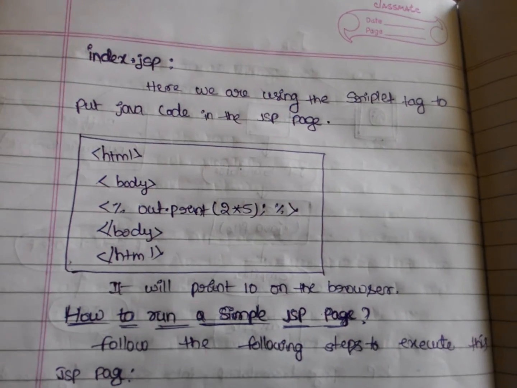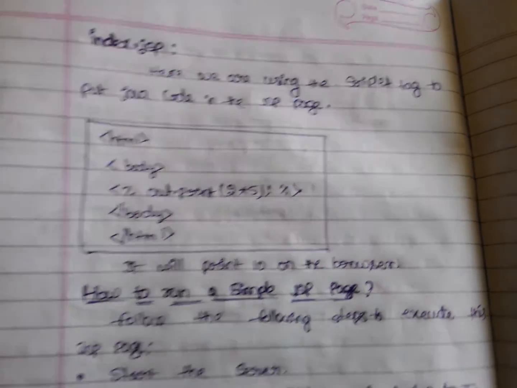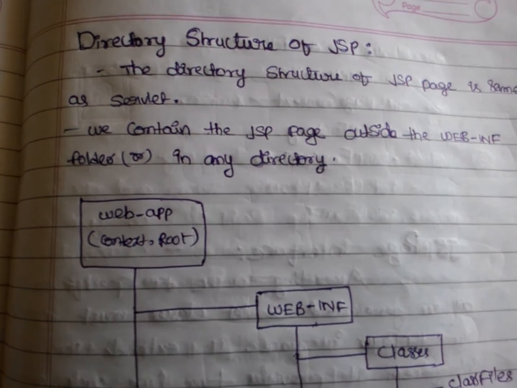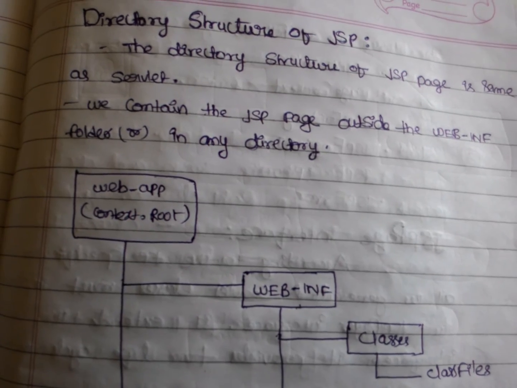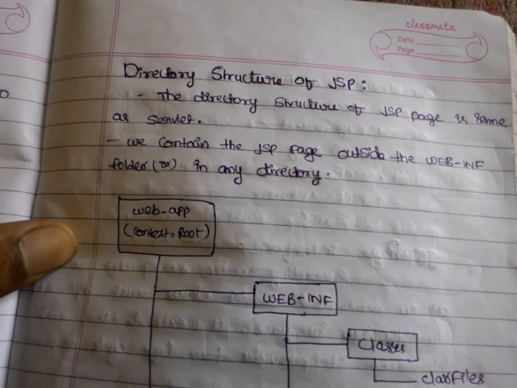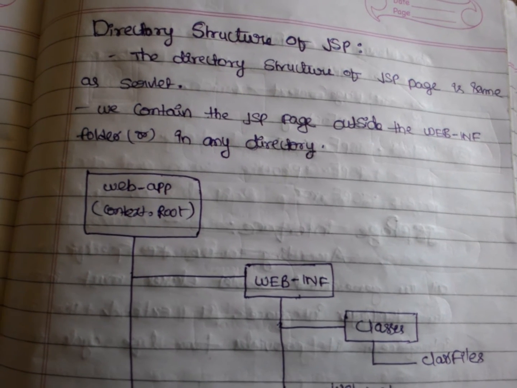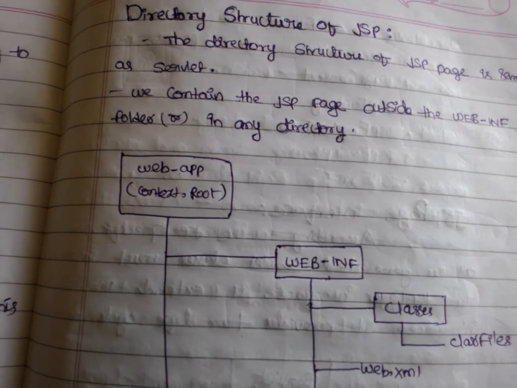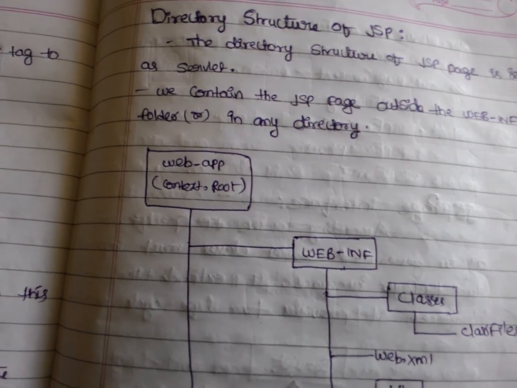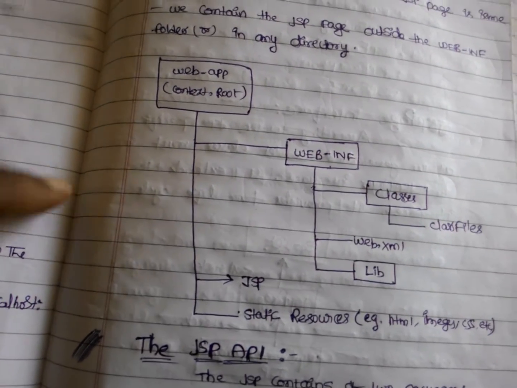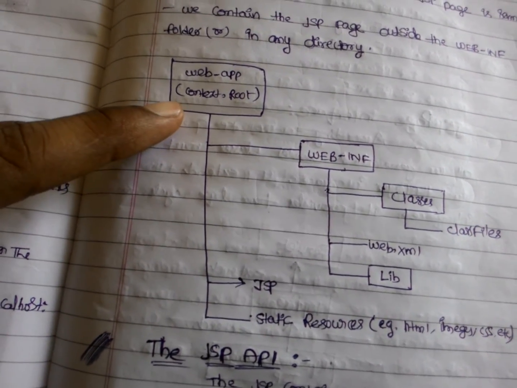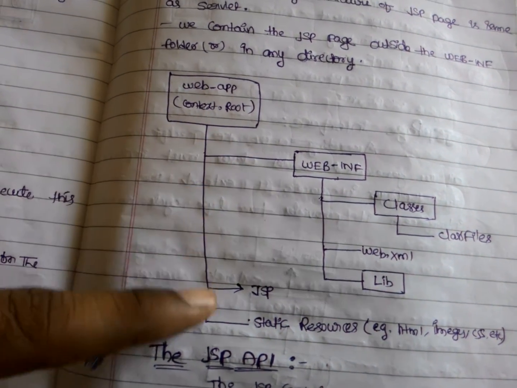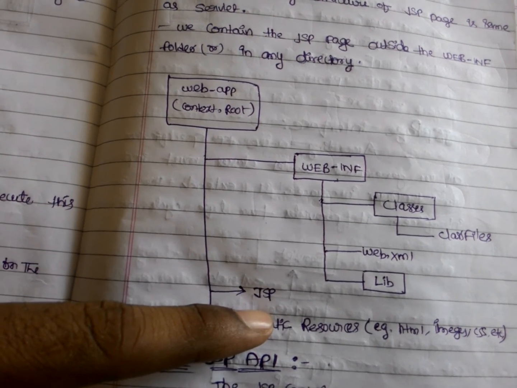Now we'll see the directory structure of JSP. The directory structure of a JSP page is the same as a servlet. We keep the JSP page outside the WEB-INF folder. This is the context root. In the context root we have the WEB-INF folder and the JSP pages.